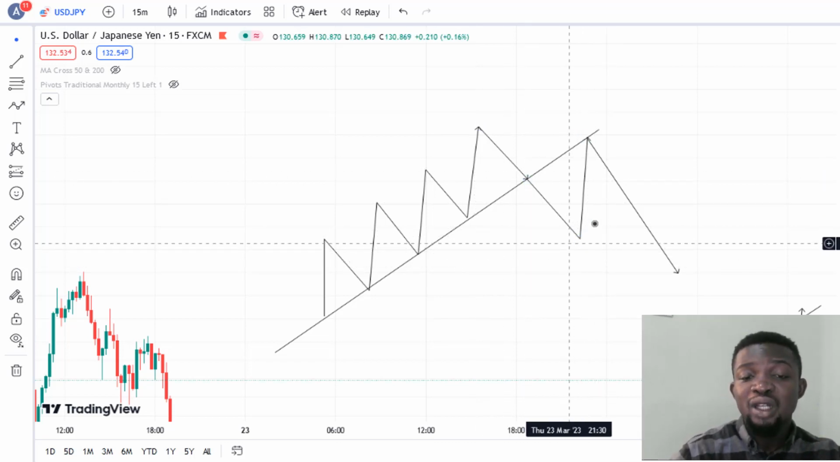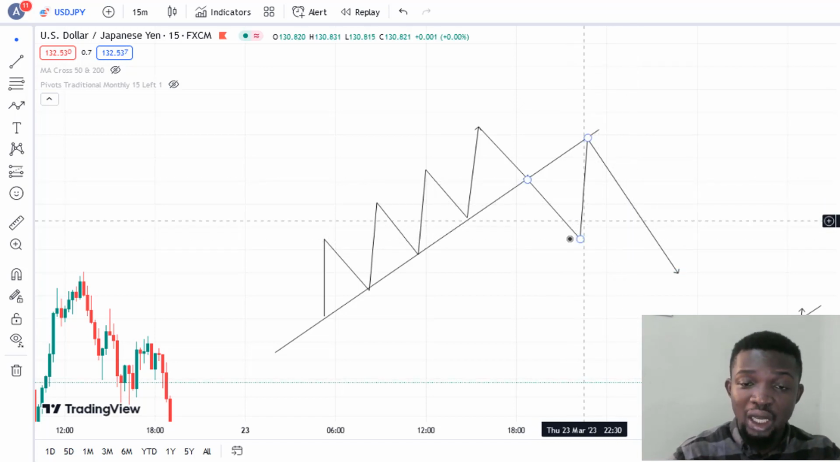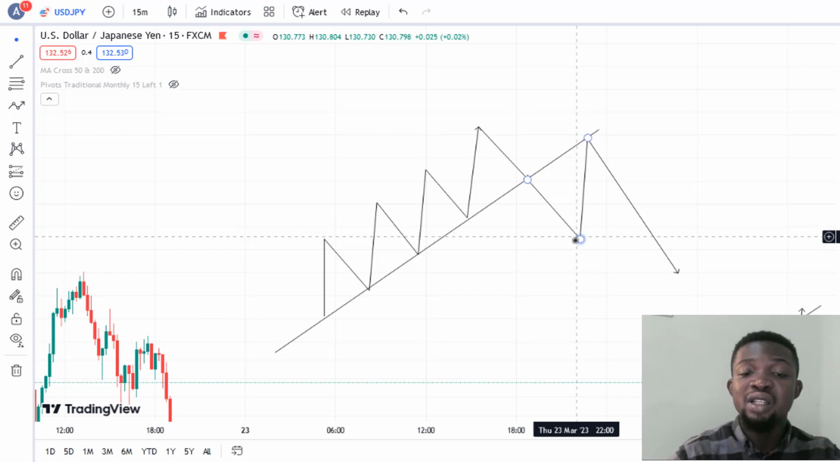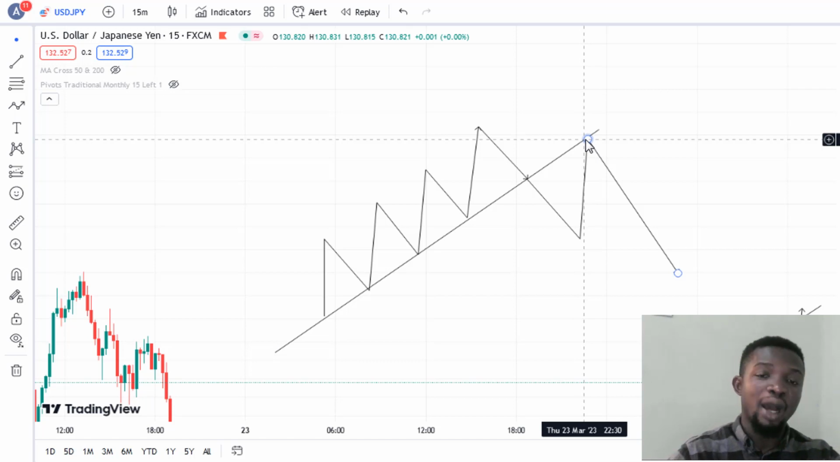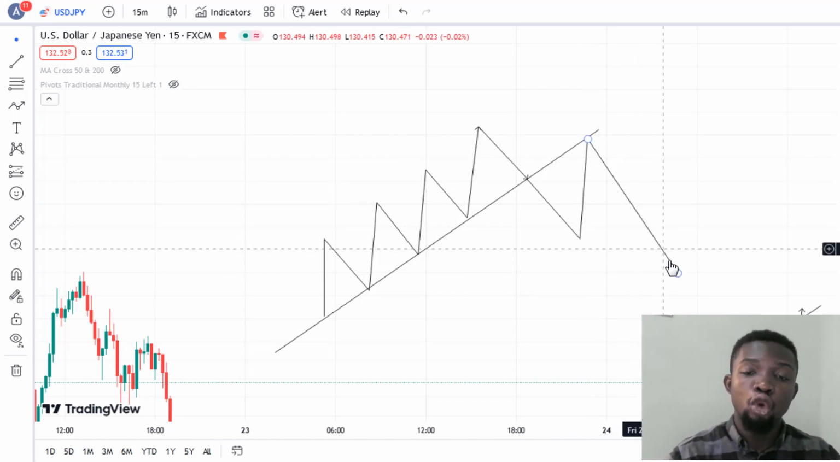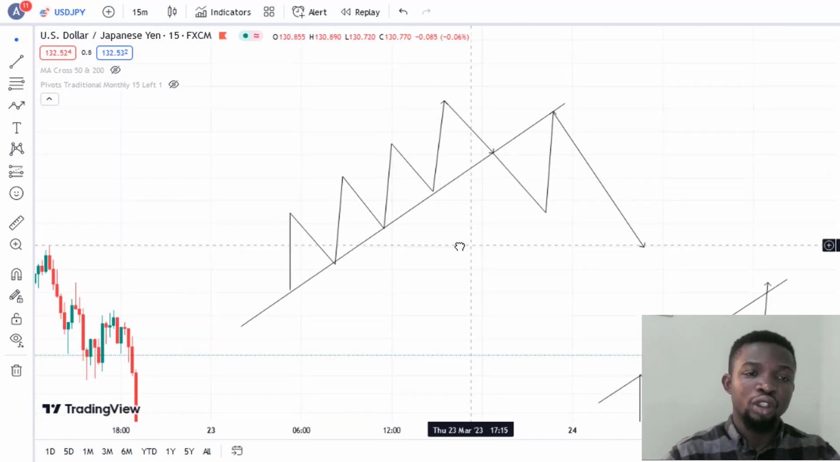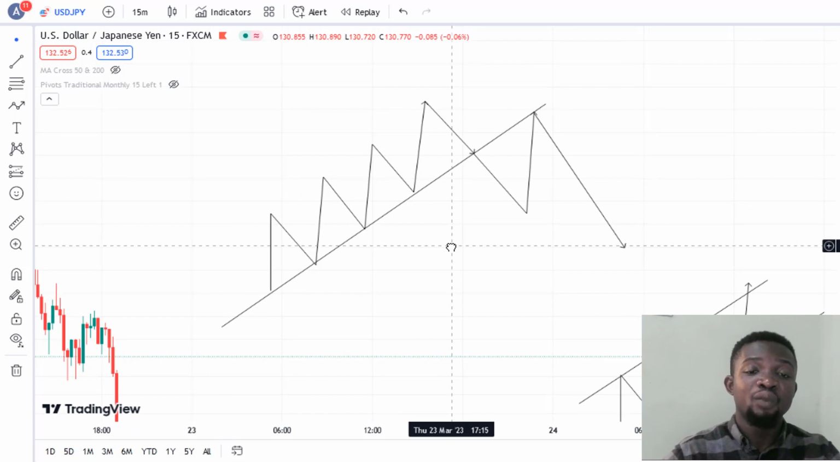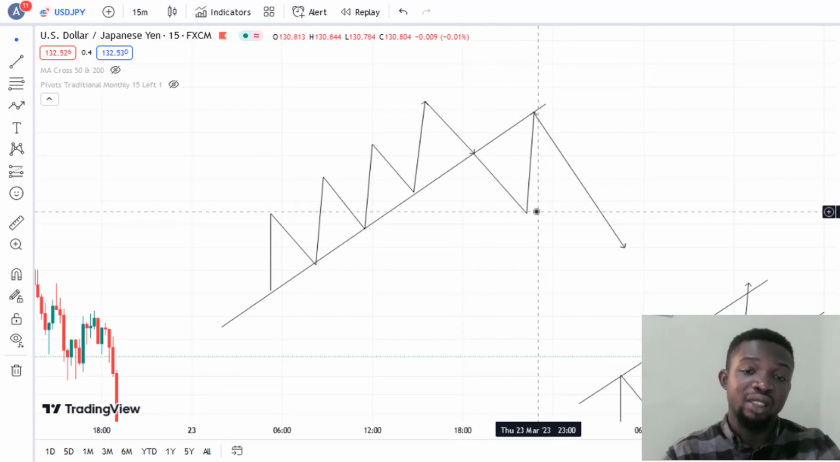So this point now creates a lower low. If price eventually pushes down beyond this level, then that makes this level a lower low, and that makes this level a lower high. So that means price is creating another lower low. That's it on an uptrend market changing to a downtrend market with the break and retest.